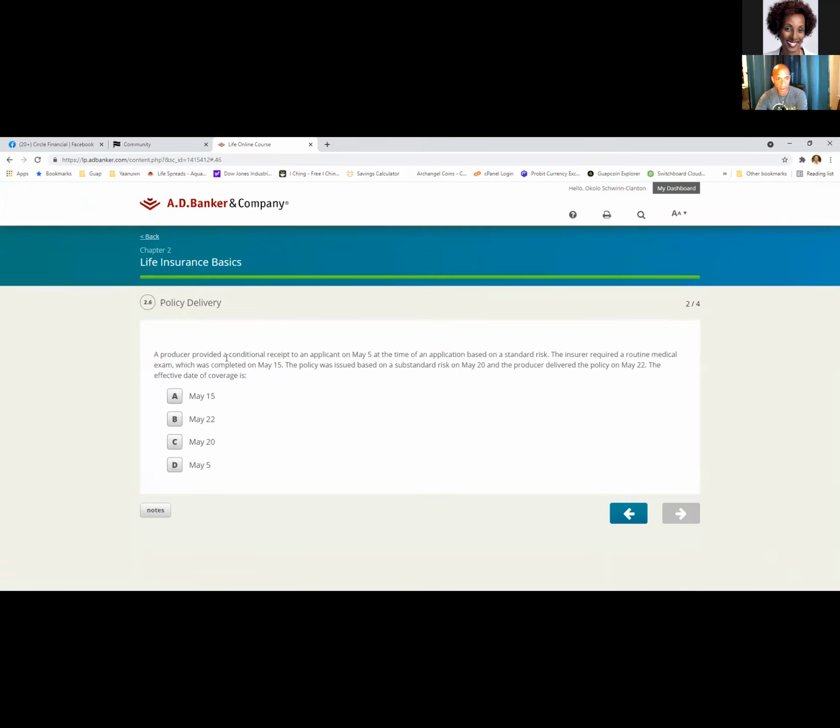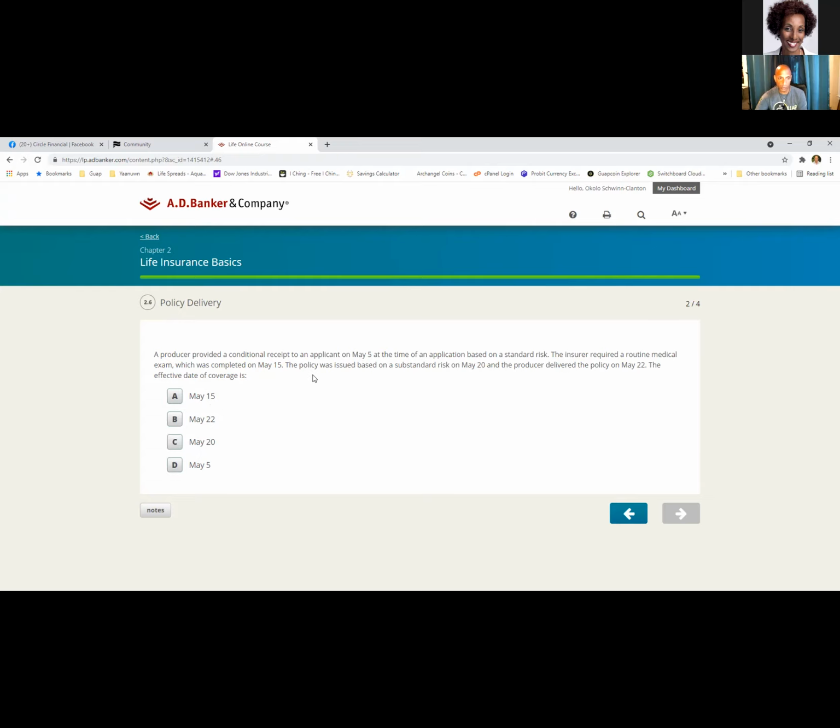A producer provided a conditional receipt to an applicant on May 5th at the time of an application based on a standard risk. The insurer required a routine medical exam, which was completed on May 15th. The policy was issued based on a standard risk on May 20th, and the producer delivered the policy on May 22nd. The effective date of coverage is: May 15th, May 22nd, May 20th, May 5th.